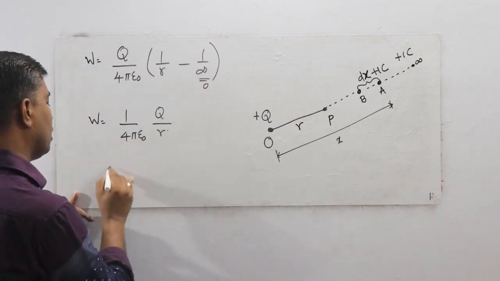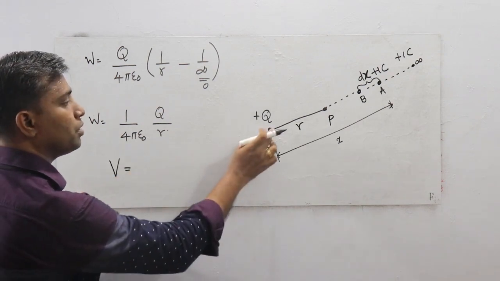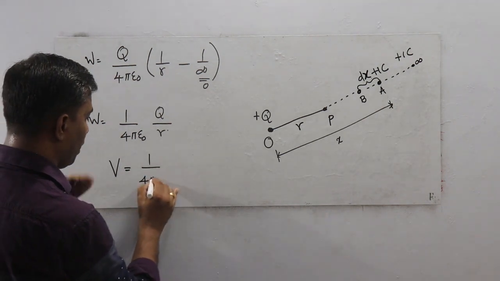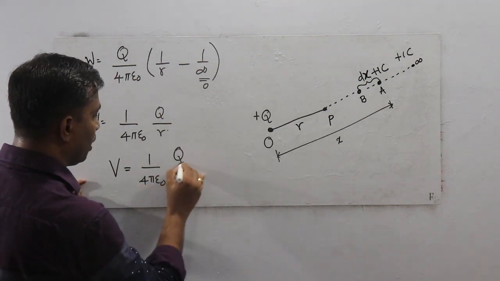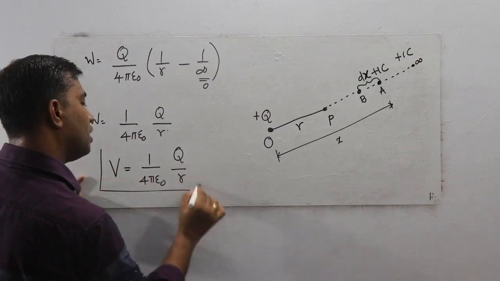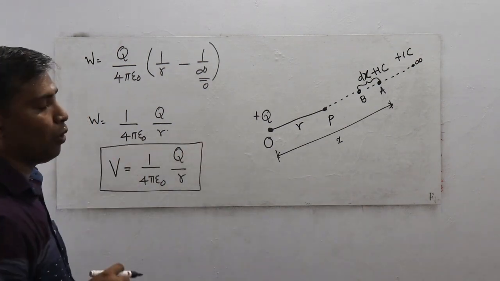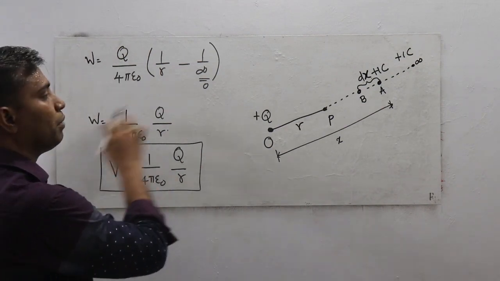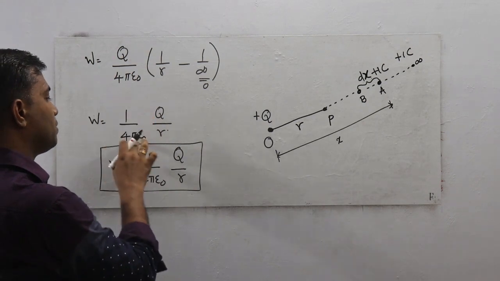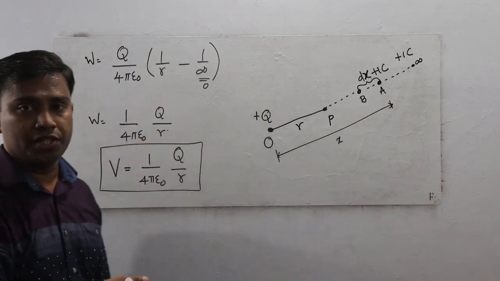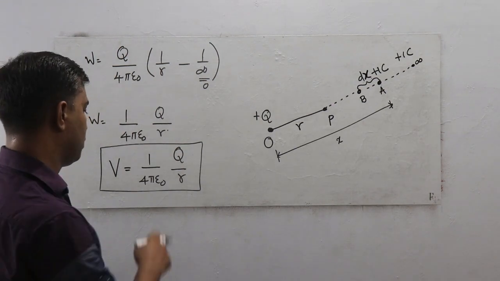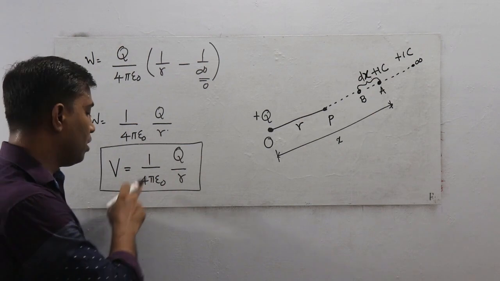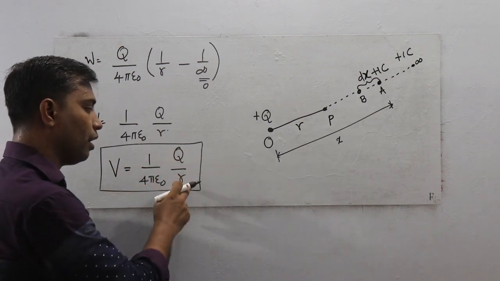So we can write the potential at the point P due to the charge plus Q is V equal to 1 by 4 pi epsilon 0 Q by R. So this is the equation for finding the potential at a point due to a point charge. Here W is the work done per unit charge, which is 1 by 4 pi epsilon 0 q by r. By the definition, the work done per unit charge is potential, that is given by V is equal to 1 by 4 pi epsilon 0 q by r.